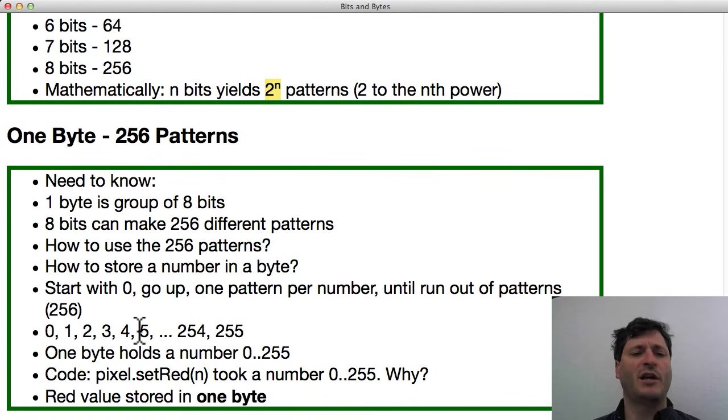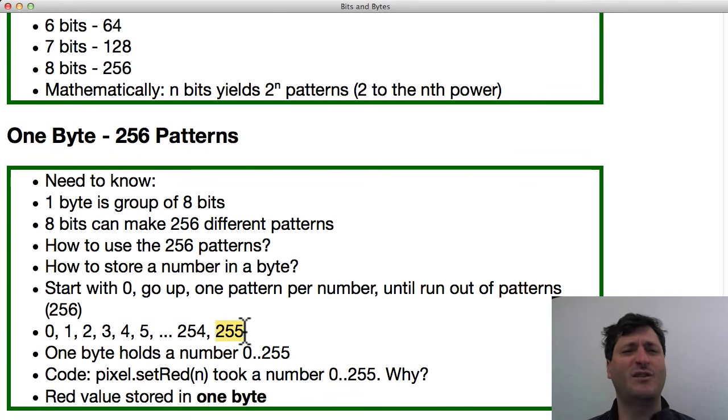So let's give some pattern to number 0. We've got 256 patterns. We'll give one of them to 0, and then we'll give another pattern to 1, and another pattern to 2, and another pattern to 3, and so on. We'll just keep going until we run out of patterns. So we'll get up to 254, and then we have one pattern left, which we'll use for the number 255. So 255 will be the maximum representable number in 1 byte.